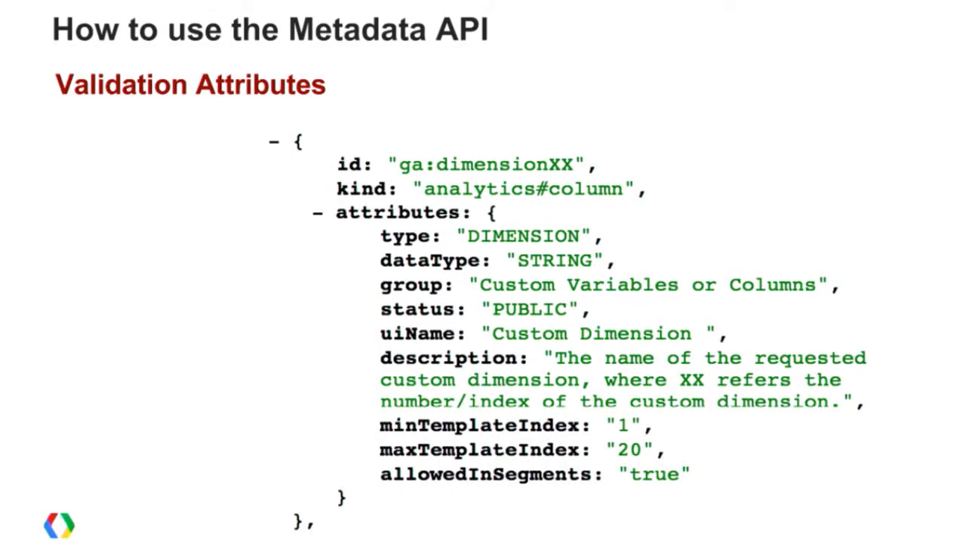And then finally, we have some attributes that you can think of as helping in terms of validation. We have an allowed in segments attribute, and this just helps you identify whether a particular dimension or metric can be used in a reporting query as a segment. If it is allowed, then this attribute will exist. If not, it will not exist. And again, this is helpful for validation and making sure you're building queries that will work properly.